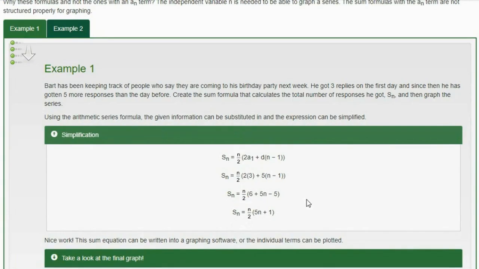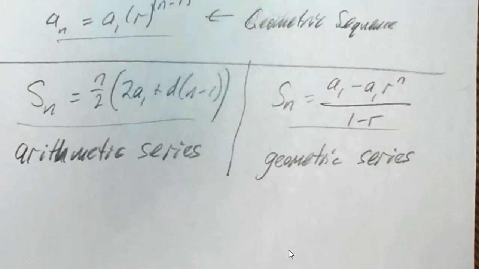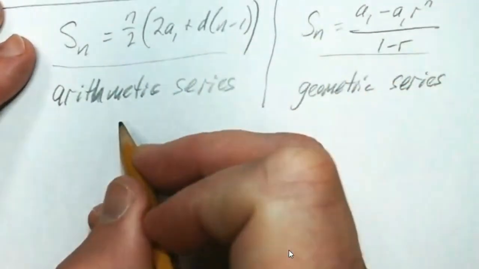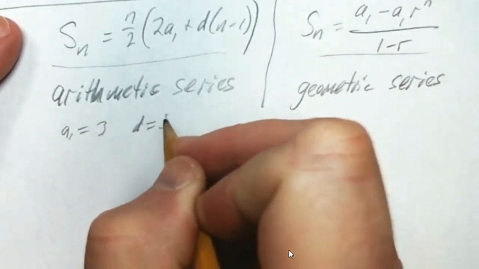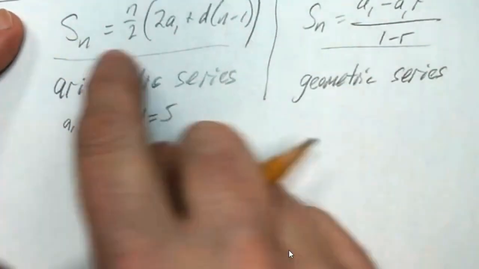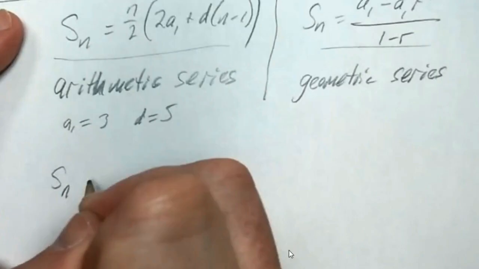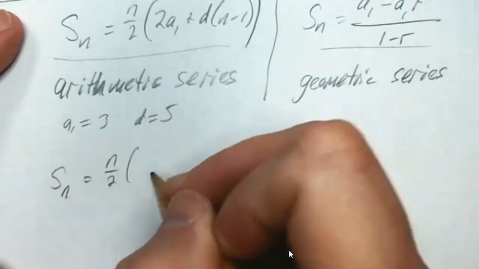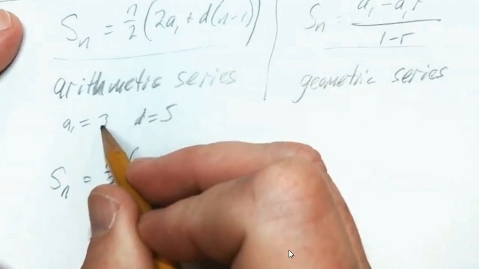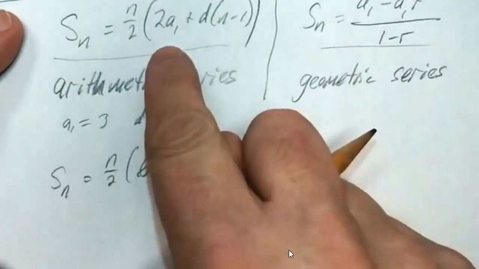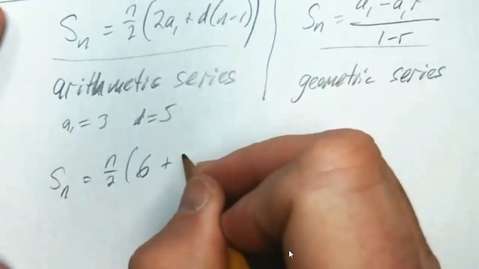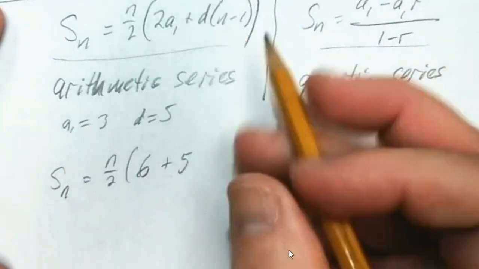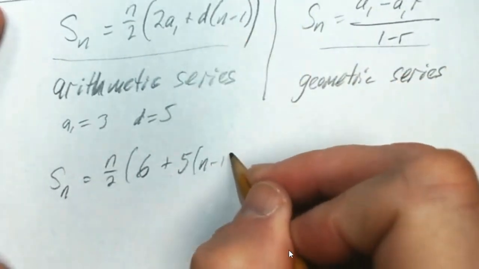So for the sum formula, we're going to use the arithmetic sequence that we got there. So he got 3 the first day. So a sub 1 is 3. And his common difference was 5 more each day. So taking this, S sub n would be n divided by 2 times, 2 times a sub 1, 2 times 3, plus 5 times n minus 1.